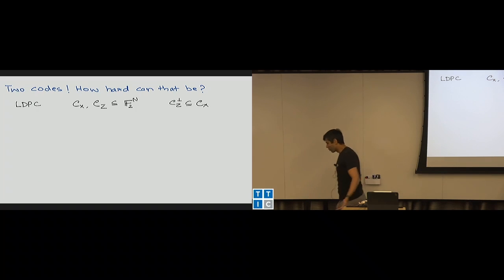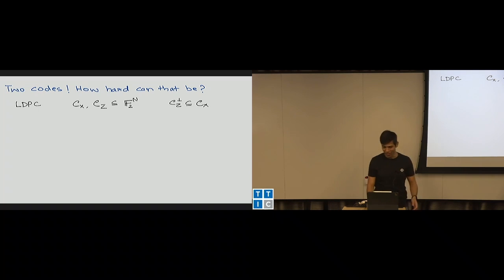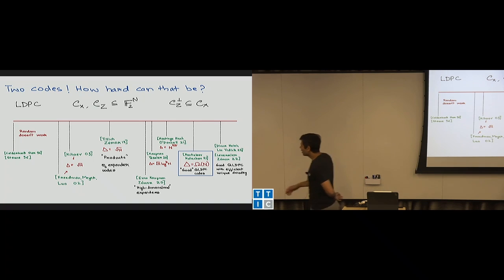Alright, so now we have to find two codes instead of one code. One extra condition, not much more. We know how to find codes. We know how to find two linear codes. How hard can this one condition be? Well, it's hard.